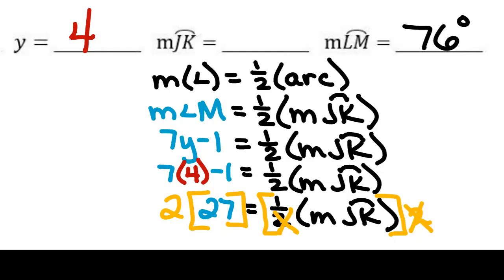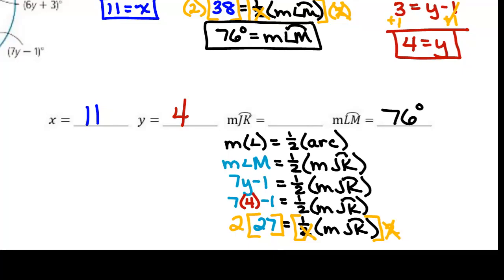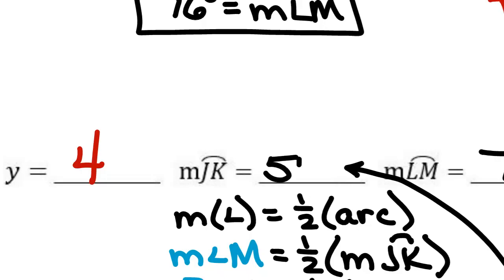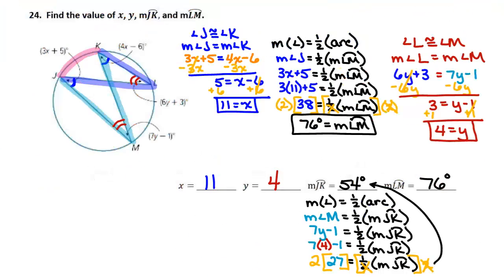Whenever the thing I'm looking for or my variable is inside parentheses next to a fraction, that's when I multiply by the denominator. If it's just numbers inside the parentheses next to the fraction, then I find that number and I take half of it. But if it's a variable or the thing that I'm looking for, then I have to multiply both sides by 2. What is 27 times 2? 54. So arc JK is 54 degrees.